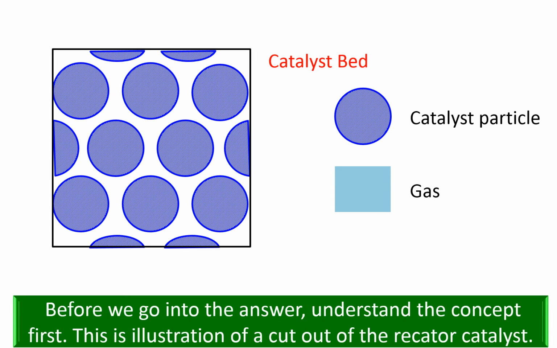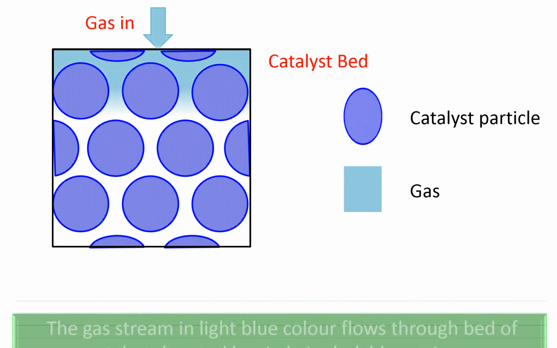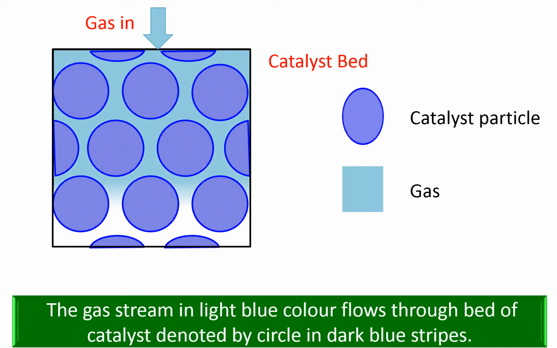Before we go into the answer part, let us understand the concept first. This is an illustration of a cutout of the reactor catalyst bed. The gas stream in light blue color flows through a bed of catalyst denoted by the circle in dark blue stripes.